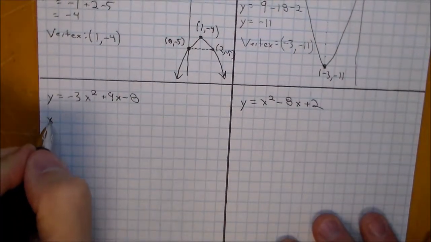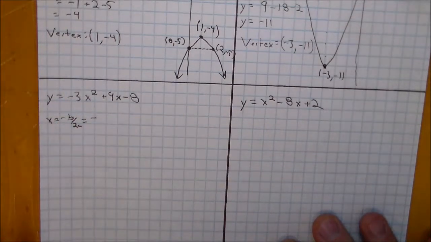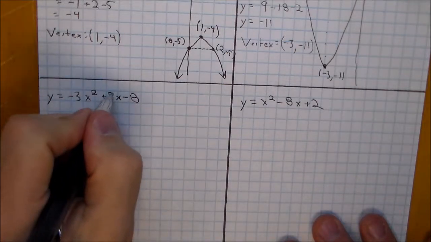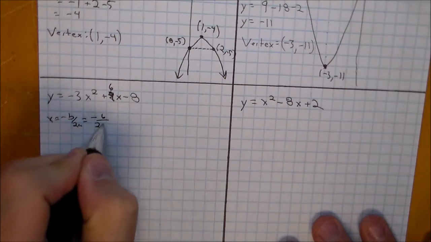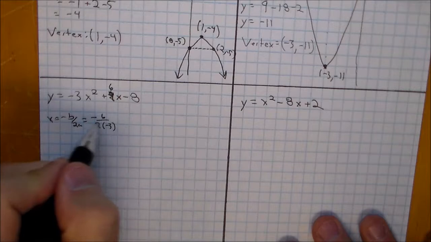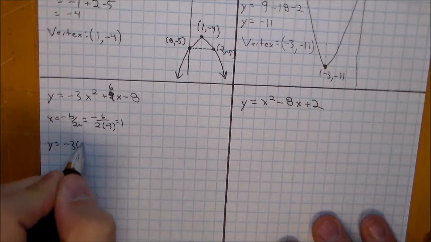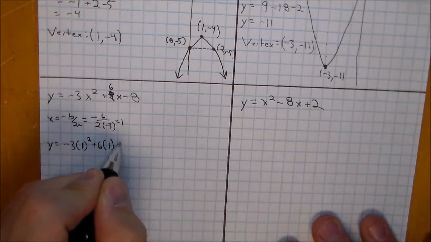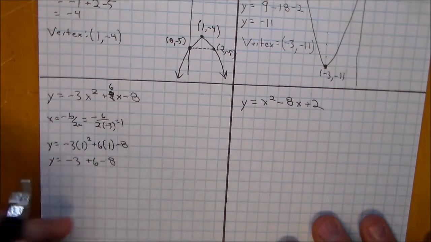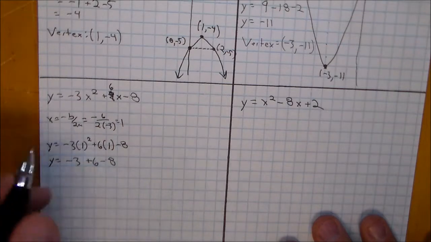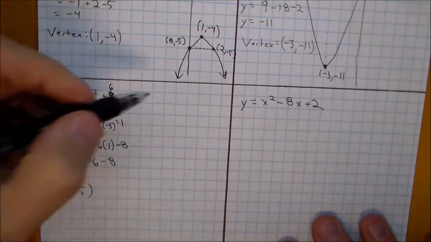Okay, moving down, we're going to go negative b over 2a. Let's change this one and make it 6. So we're going to go negative 6 over 2 times negative 3. This becomes negative 6 over negative 6, which is 1. So y equals negative 3 times 1 squared plus 6 times 1 minus 8, or negative 3 plus 6 minus 8. Now this is negative 11 together. With a 6, we're left with negative 5. So our coordinate is 1, negative 5.